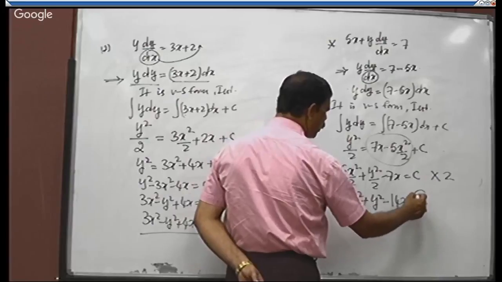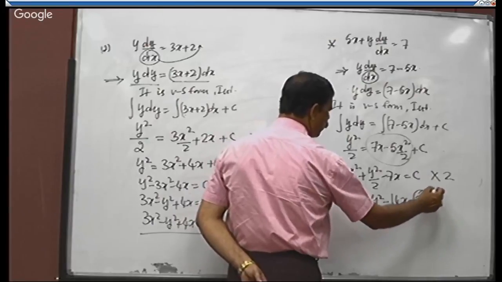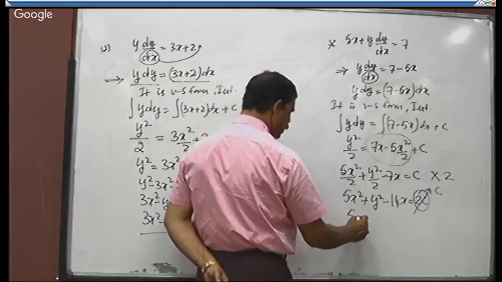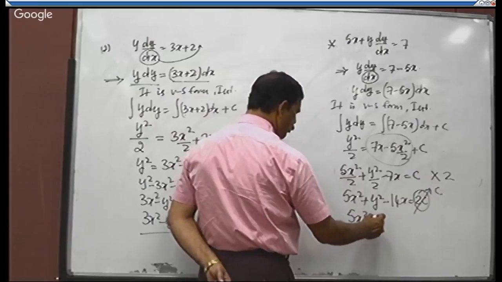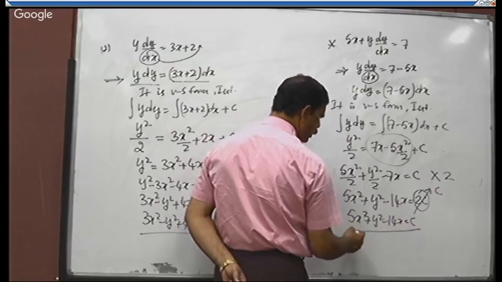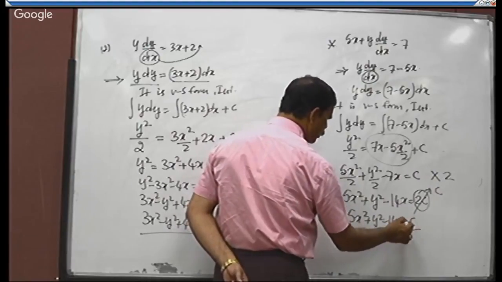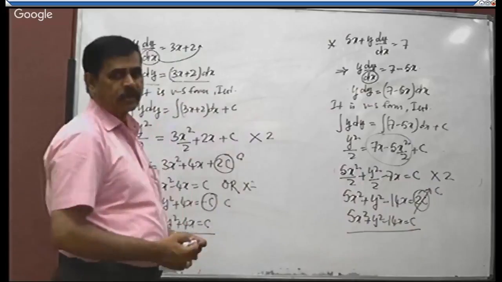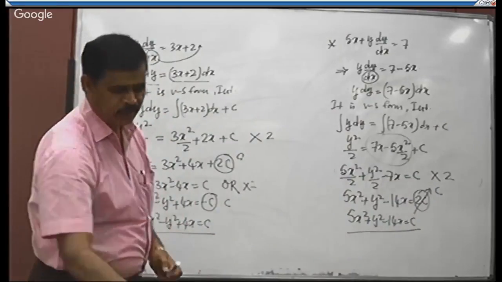So 2c can be taken as what? C only. So the solution is 5x square plus y square minus 14x is equal to c. This is known as the solution for the given differential equation.